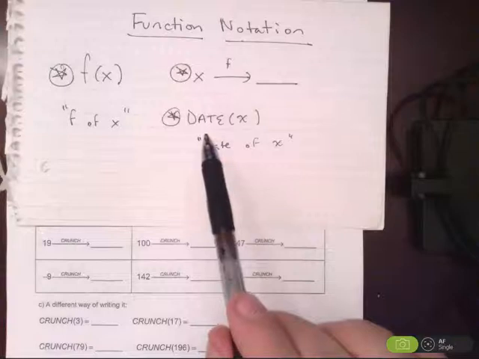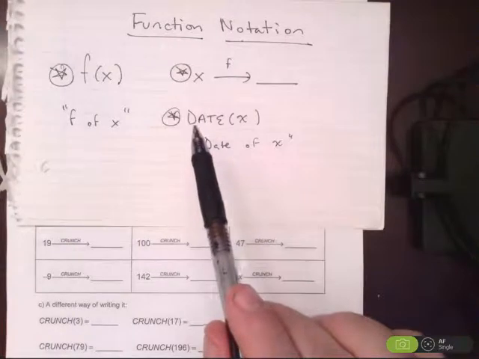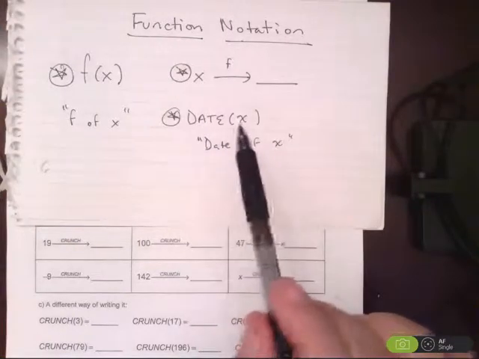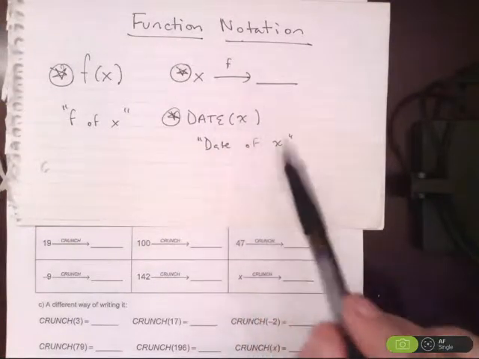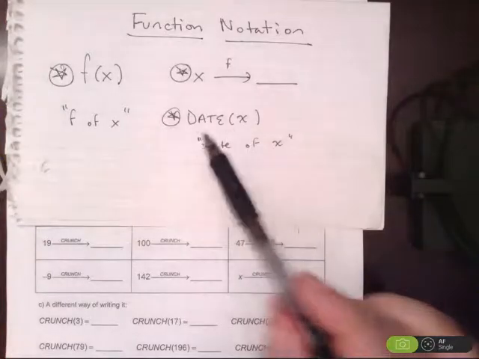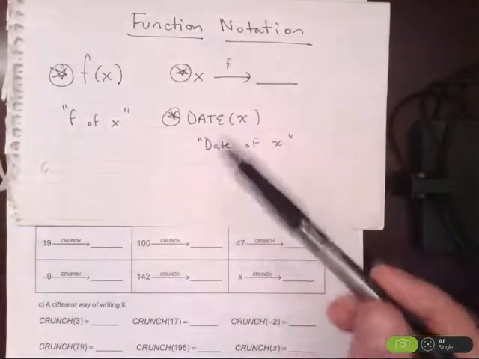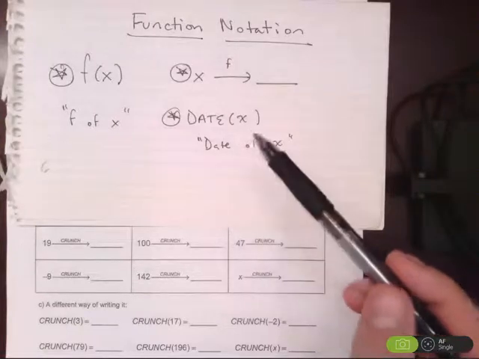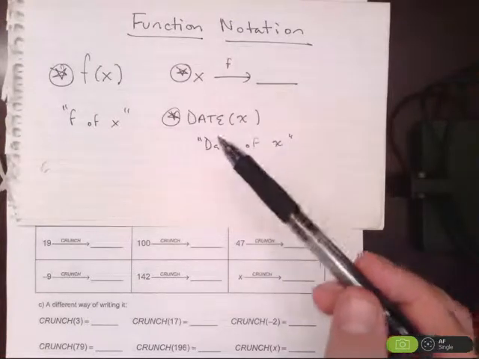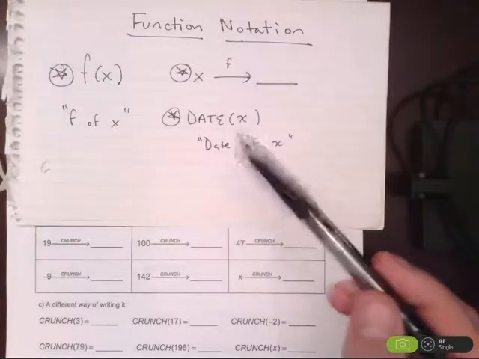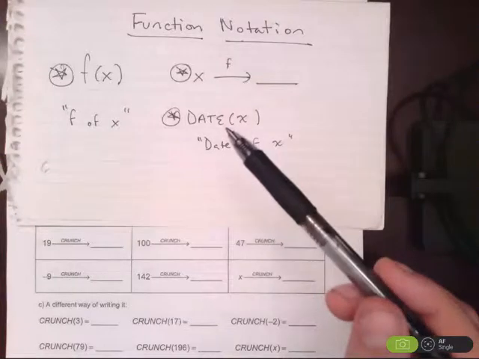Finally, this one is called date of x in this case. You see this a lot in computer programming, where you may use a whole English language word for a function rule. It's some algorithm the computer is going to follow to take an input value, and in this case, convert it into a date that a human being could read.